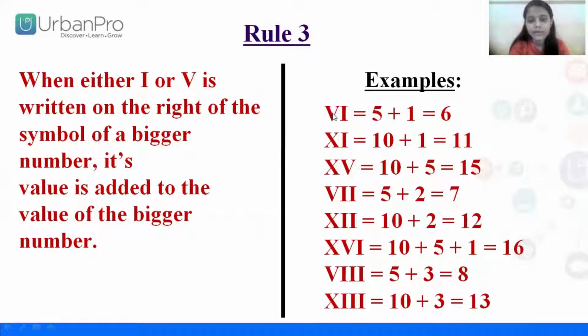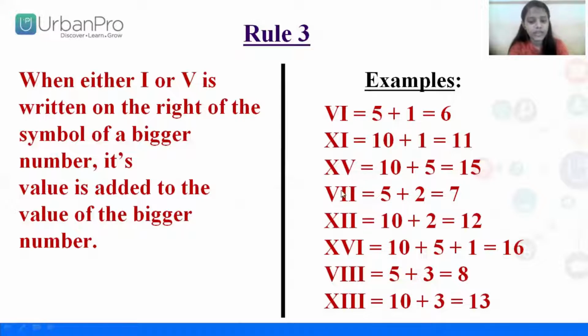See the first example, V and I. V is nothing but 5. I is nothing but 1. So 5 plus 1 is equal to 6. So the Roman numeral for the number 6 is V and I. Okay, hope you got it. The same, X and I. X is 10 and I is 1. So 10 plus 1 is equal to 11. So a bigger number and then a smaller number. If it comes in this order, then you have to add. Okay, third example, X and V. X is 10 and V is 5. So 10 plus 5 is 15. So the Roman numeral for the number 15 is X and V.